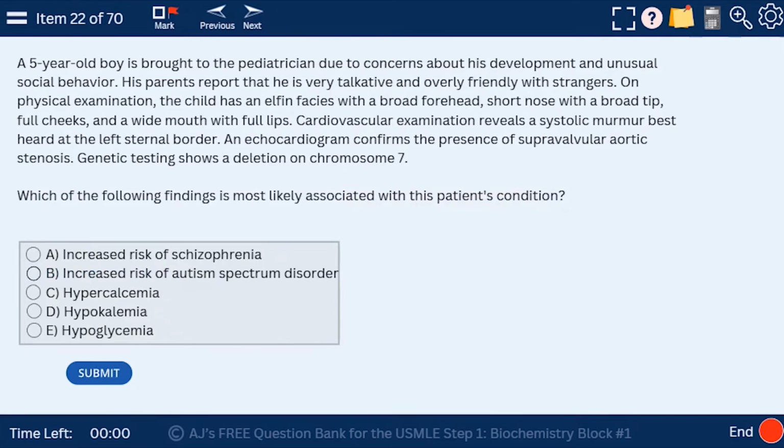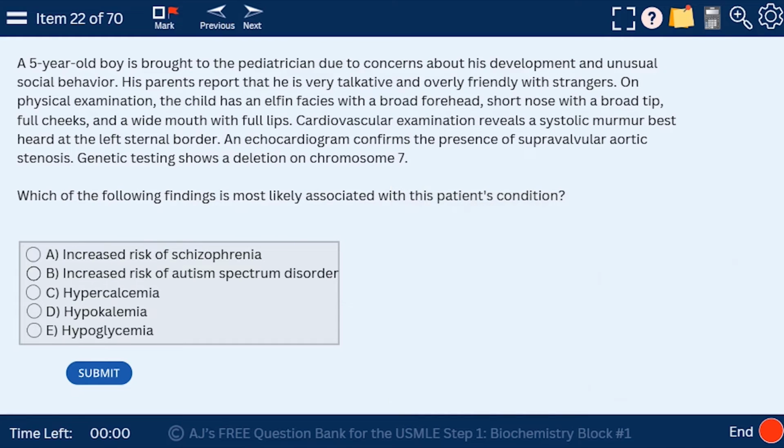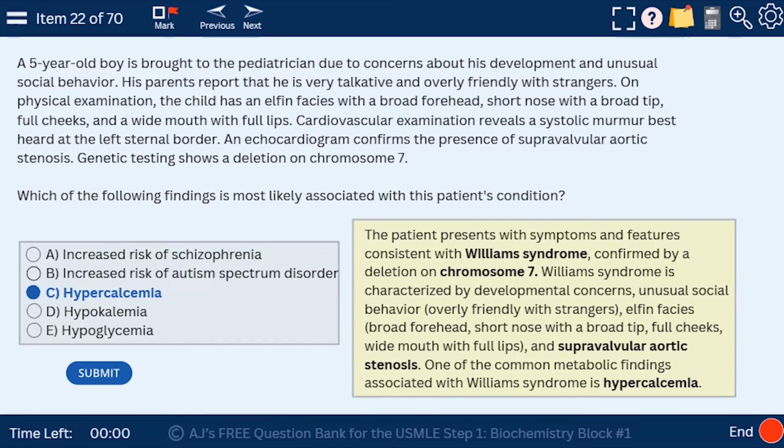Question 22. A 5-year-old boy who's very talkative and friendly with strangers. He has a heart condition, and there's a deletion on chromosome 7. This is Williams syndrome, and patients with Williams syndrome have hypercalcemia, and you can read about that over here. But don't forget the elfin faces, the friendliness with strangers, and the supravalvular aortic stenosis.